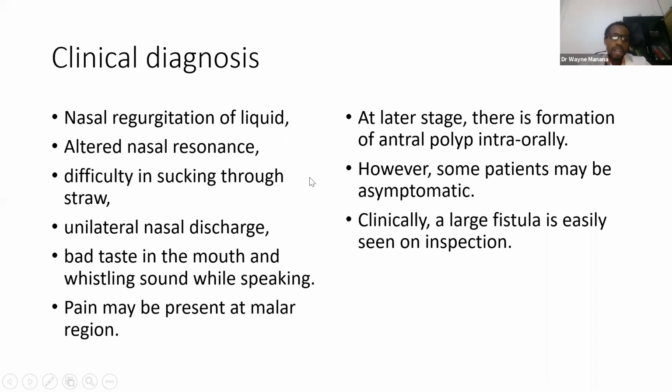How do you tell whether your patient has an oral antral communication? This complication is also very devastating to the patient. There is nasal regurgitation of liquids, altered nasal resonance, difficulty in sucking through a straw, unilateral nasal discharge, bad taste, infections, pain. Sometimes there is an antral polyp, which you see intraorally, like a growth of granulation tissue coming from there. Some patients are asymptomatic.